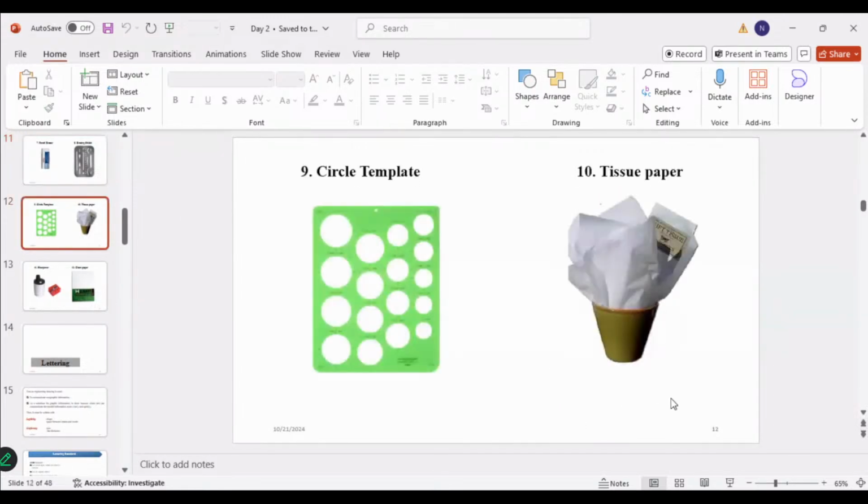And then the circle template. So we use circle template to draw certain circles, right?